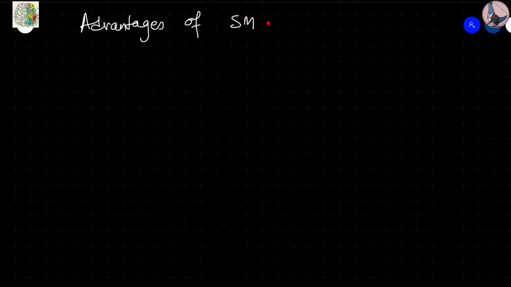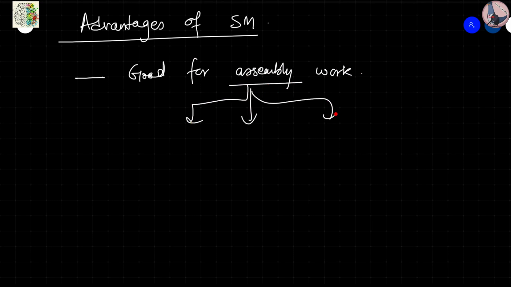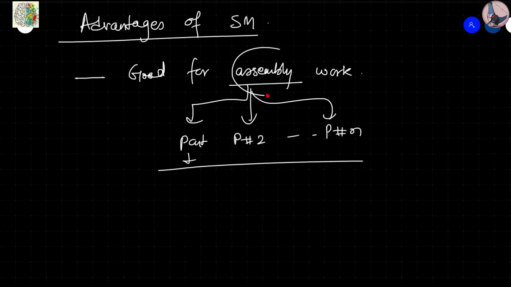Now at last we will talk about some advantages of subtractive manufacturing. First one, it is very good for assembly work. Suppose you want to make an assembly which consists of many small parts, part 1, part 2, part n. All these are to be made and attached together to make one big assembly. If such assembly work is going on, then to make the small parts, it's always better to go for subtractive manufacturing. Here, additive manufacturing will not be a very good option.